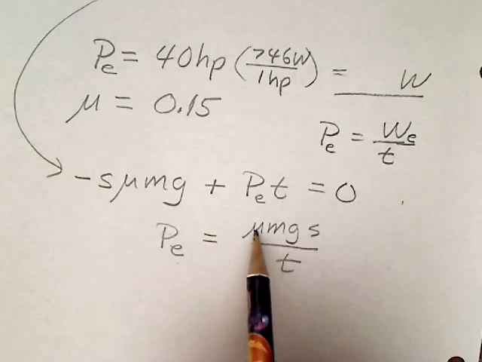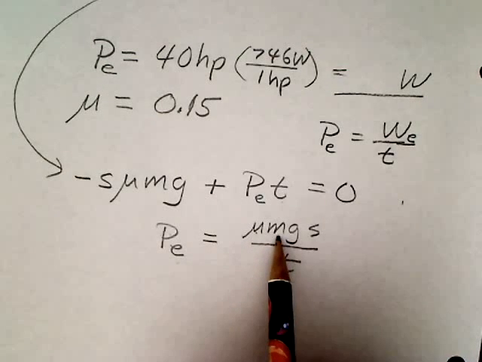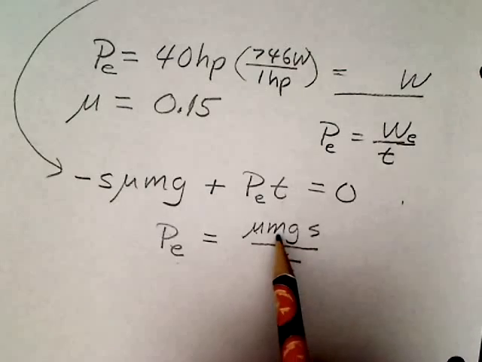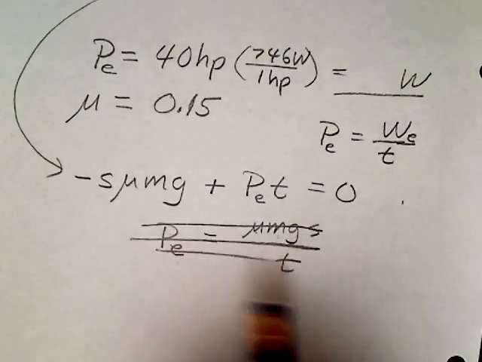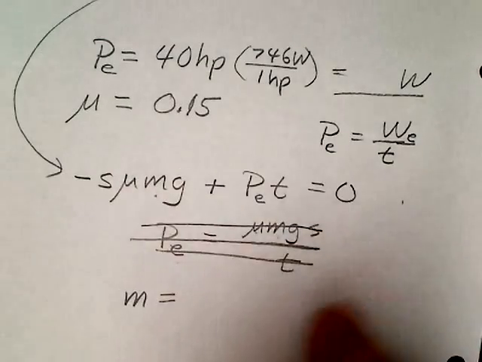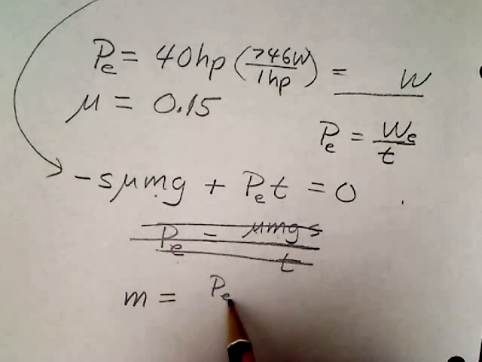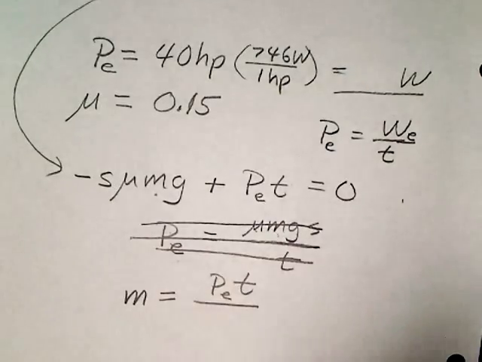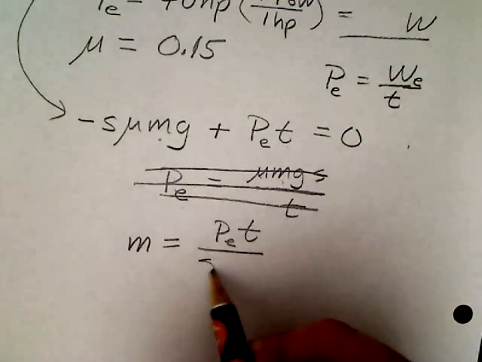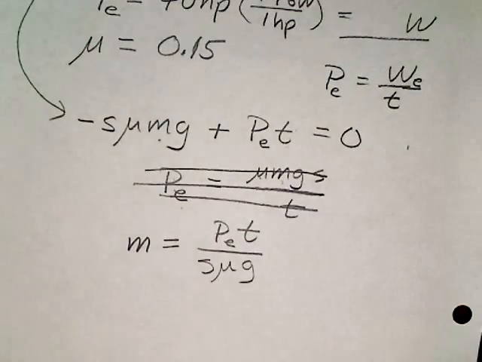This is given in the problem, the mass is given in the problem, and g is given in the problem. And now I realize that what we're really looking for is the mass. So we don't really want to do this. Instead, you want to solve for the mass. M, moving this to the other side, is Pe over T divided by S mu G.